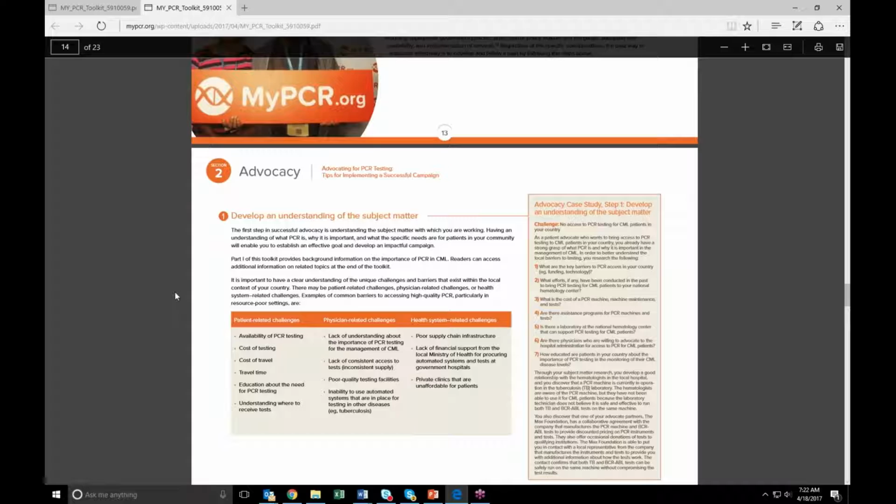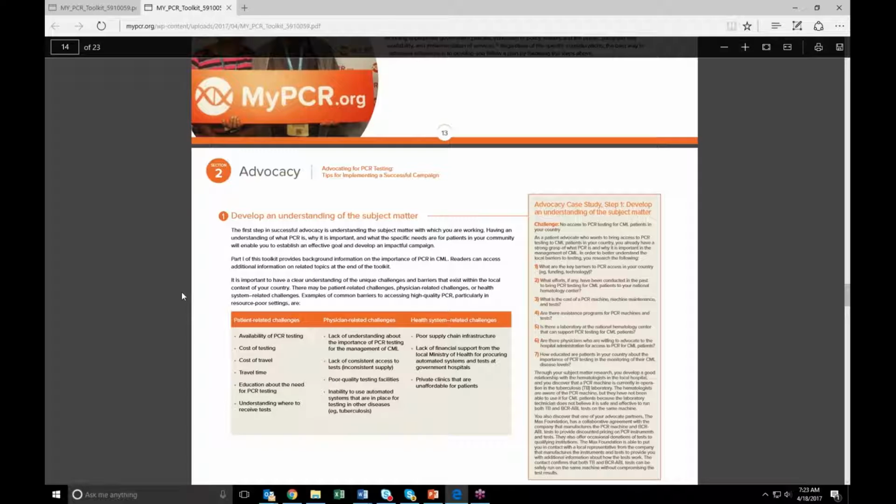Lindsay, yeah. So what we tried to do here is identify, through the work we have done and using the input from the steering committee, the key challenges faced in terms of access to PCR testing. And we recognize that some of the challenges were patient-related, some physician-related, and some health system-related. And in order to understand the problem in a specific setting, a specific region or in a specific country, you needed to understand what is the problem in your country.